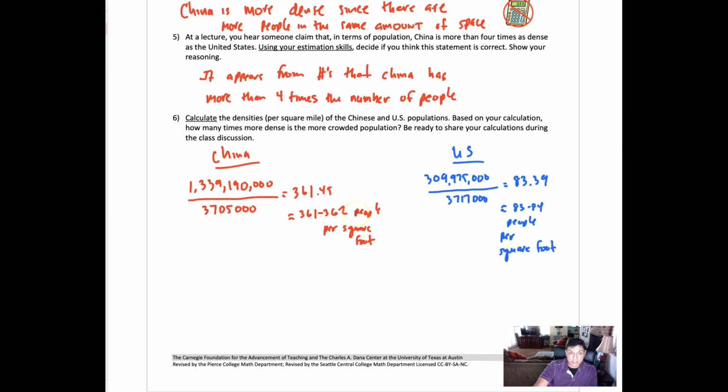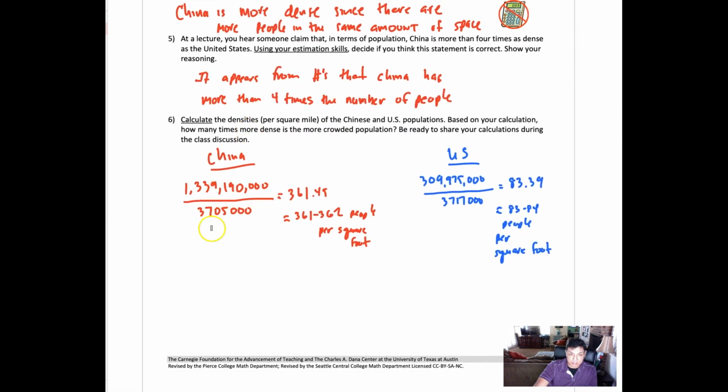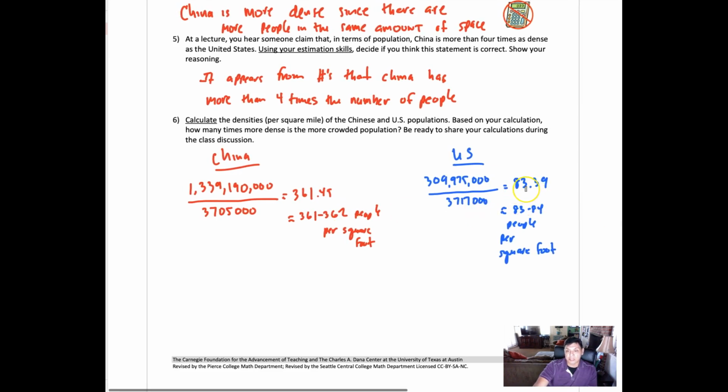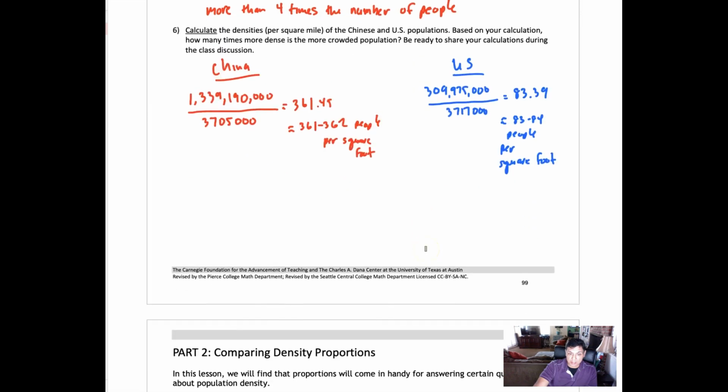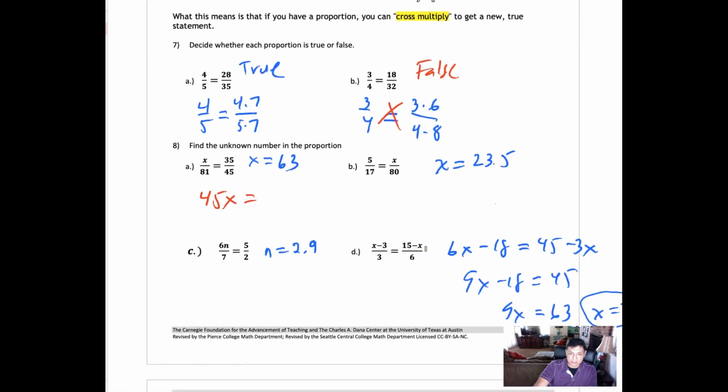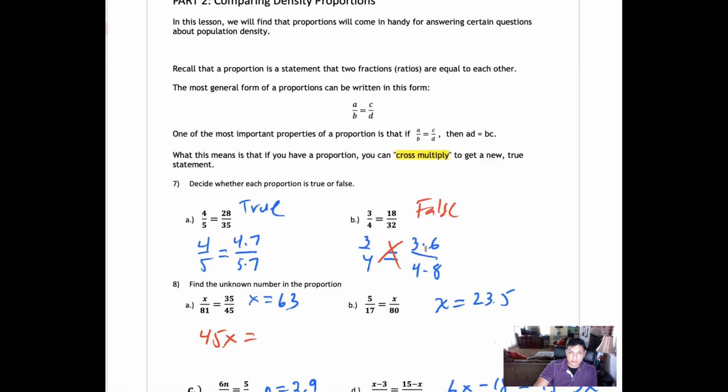Now let's actually do the calculations of the density, which we come up with this ratio here, people per area, and you can see China has 361 to 362 people per square foot. United States is 83 to 84 people per square foot, just doing that calculation that we had learned, people divided by area.